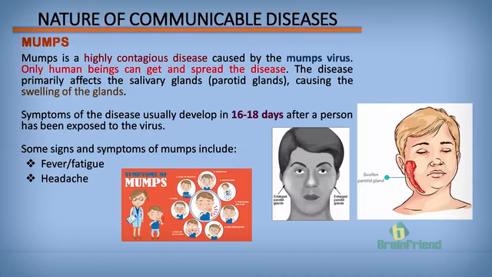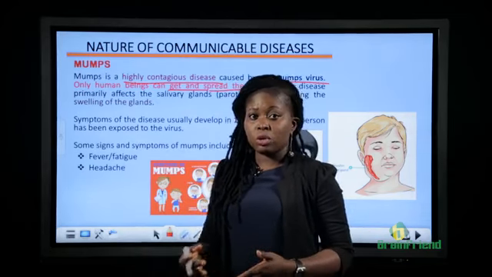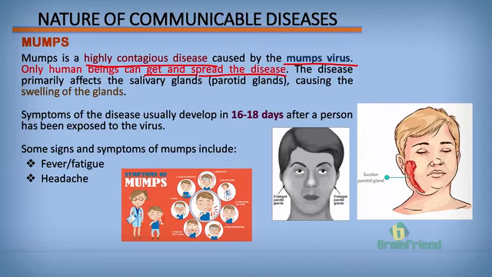That's that on measles. Another highly contagious disease is mumps. Now, mumps is a highly contagious disease caused by the mumps virus. Now, only human beings can get mumps and spread the disease. So this means that it cannot be spread by animals or surfaces. It's only person-to-person contact that we can get mumps from.